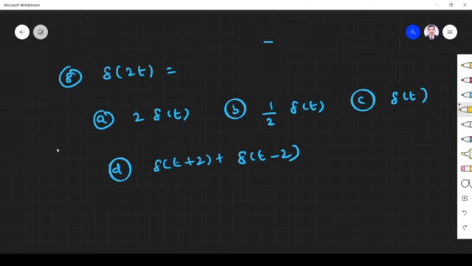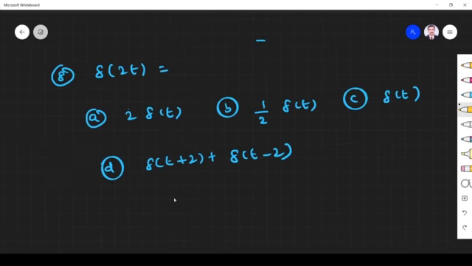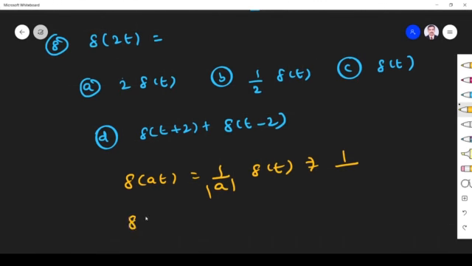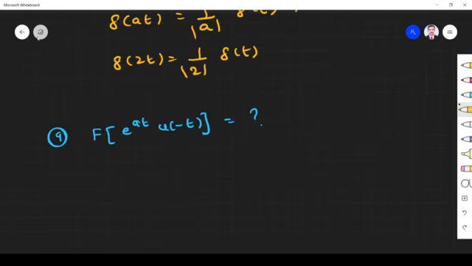Next one, delta of 2t is equal to what? So we know delta of at is equal to 1 by mod a delta of t. So here they ask delta of 2t. So delta of 2t is equal to 1 by mod 2 into delta of t. So 1 by mod 2 is 1 by 2. So option B is the right answer.